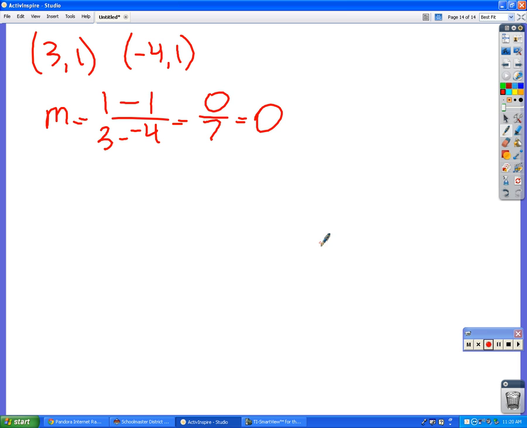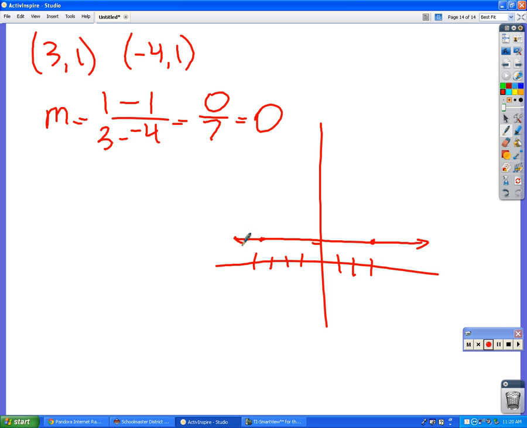So the slope between those 2 points is 0, and you can see why that's the case if you graph them. If I go 3, 1, and then I go -4, 1, what's true about those 2 points? They're straight across from each other. The line that would go through them is horizontal, so it has a slope of 0, okay?